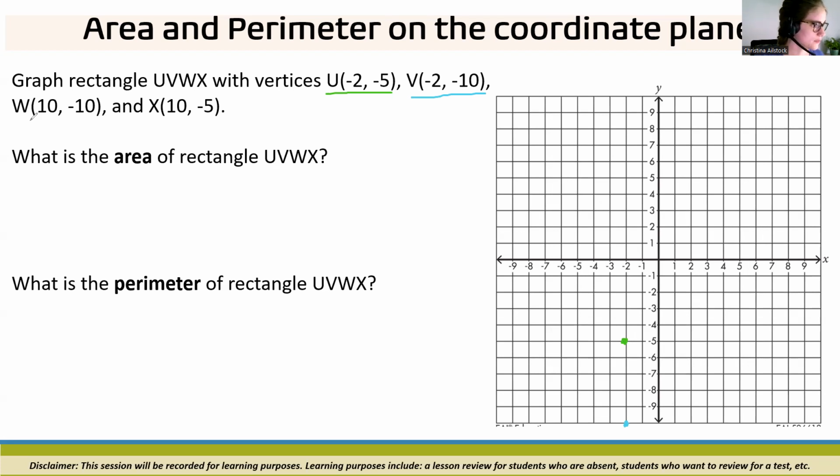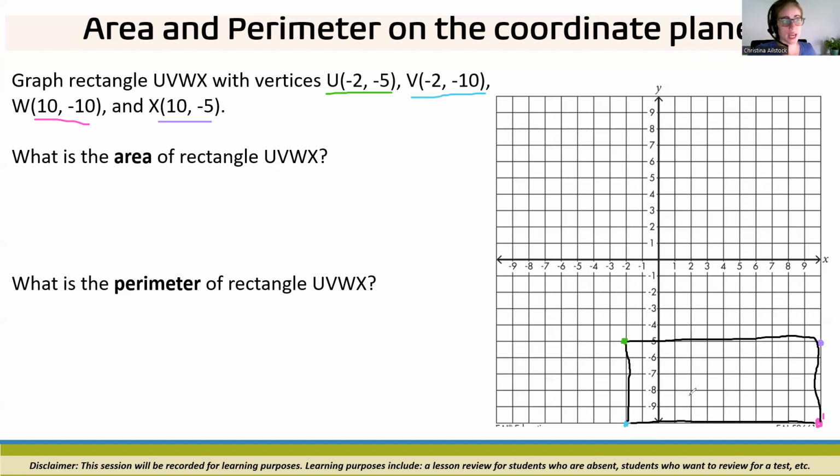All right. W here is at 10, -10. So we're over at +10, way down here at -10. And then X is at 10, -5. All right, we have a much bigger one here. We had a teeny tiny square last time. This time we have a rectangle. If you want, we can draw our lines here. I know it's not perfect. It's kind of hard to draw with the computer, but we can see that we have our rectangle.